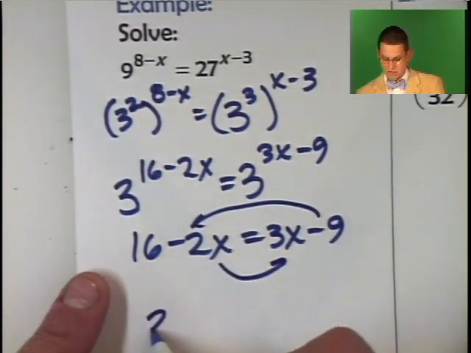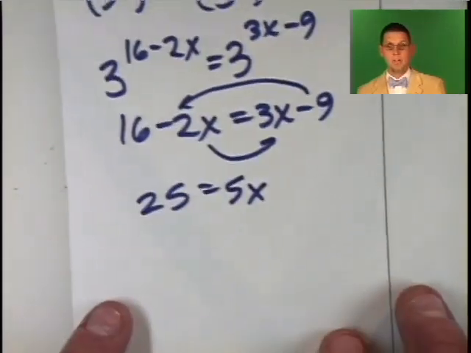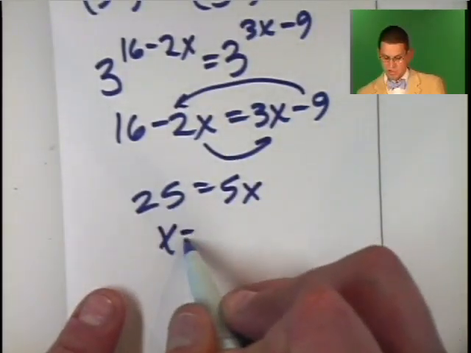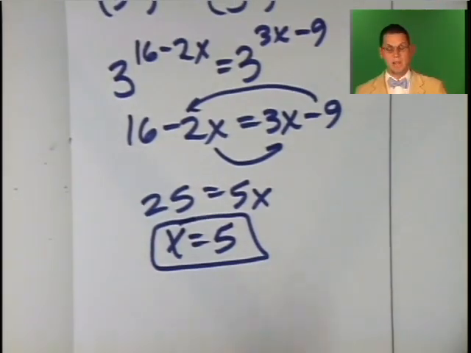16 plus 9 is going to be 25, and then 3x plus 2x is 5x. And now I divide both sides by 5, and I get x is equal to 5. And we've got the answer.